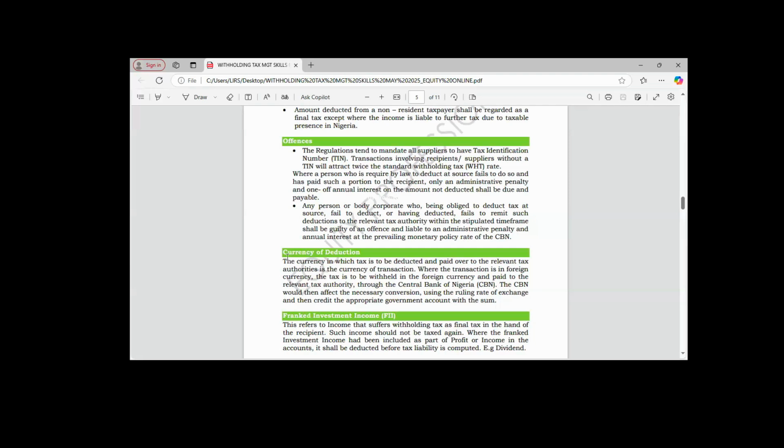Then CBN is the one that will credit the appropriate Naira equivalent for the relevant tax authority. So where you are doing a transaction in foreign currency, it's expected that you should not do bureau exchange for the tax authority. Deduct the transaction in that foreign currency and remit it accordingly in that foreign currency as well. And now you have the rate there.